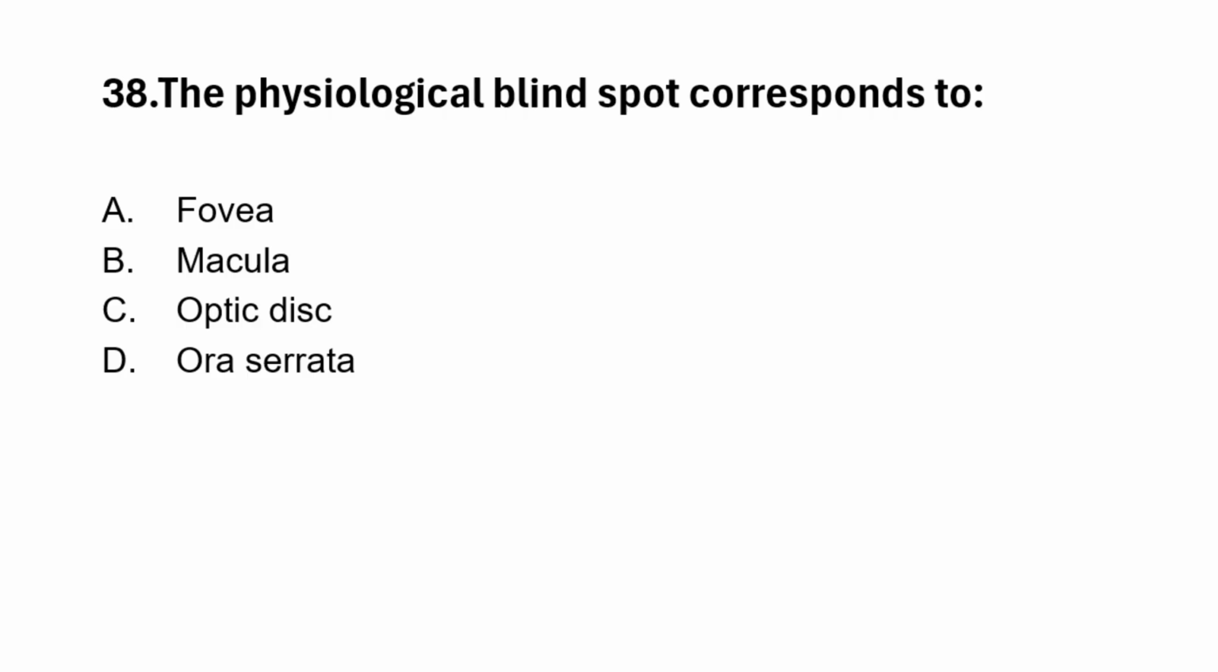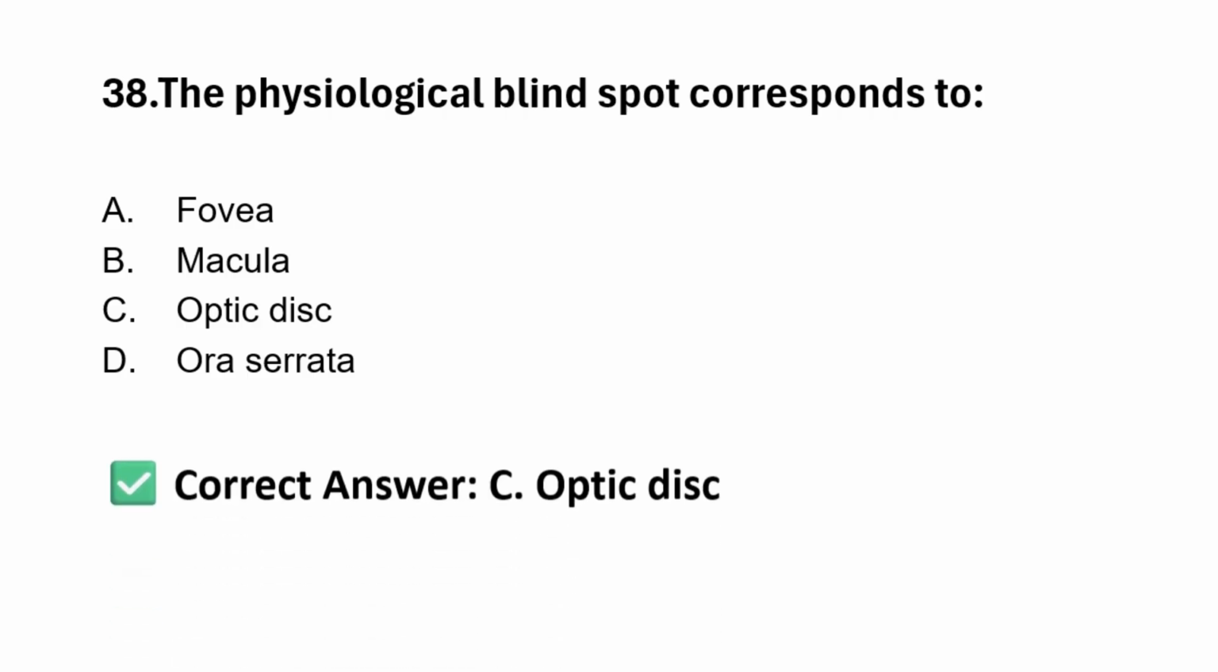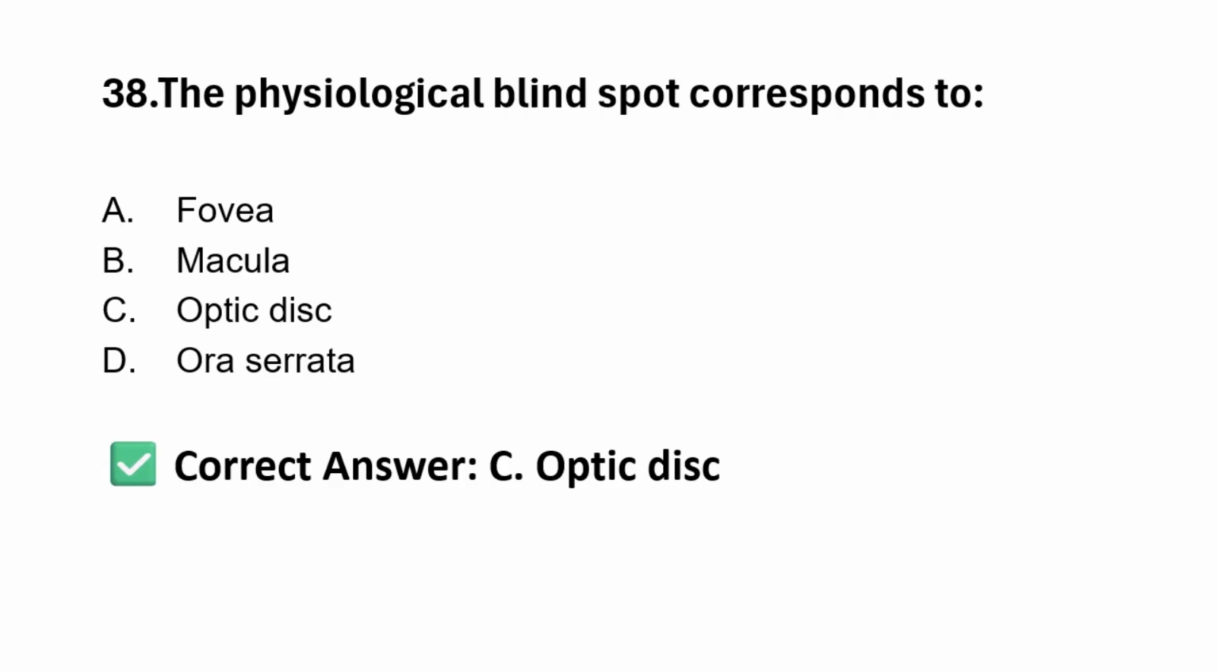So the correct answer is option C, optic disc. The optic disc lacks photoreceptors, so this area naturally creates a blind spot in our visual field.